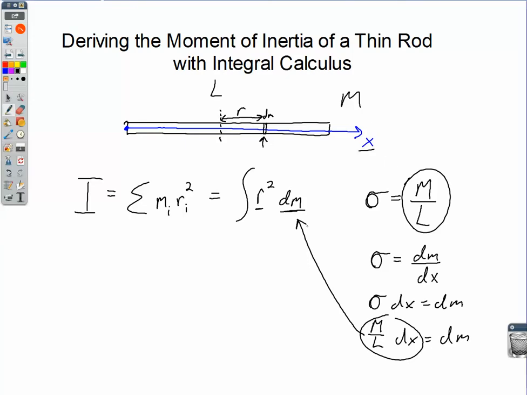So replacing the dm with m over L dx, and as I said, we're going to replace the r variable here with the x because we're going along the x-axis. Our equation now becomes the integral of x squared times m over L dx. Again, we replaced the r with x, and we replaced the dm with m over L dx.